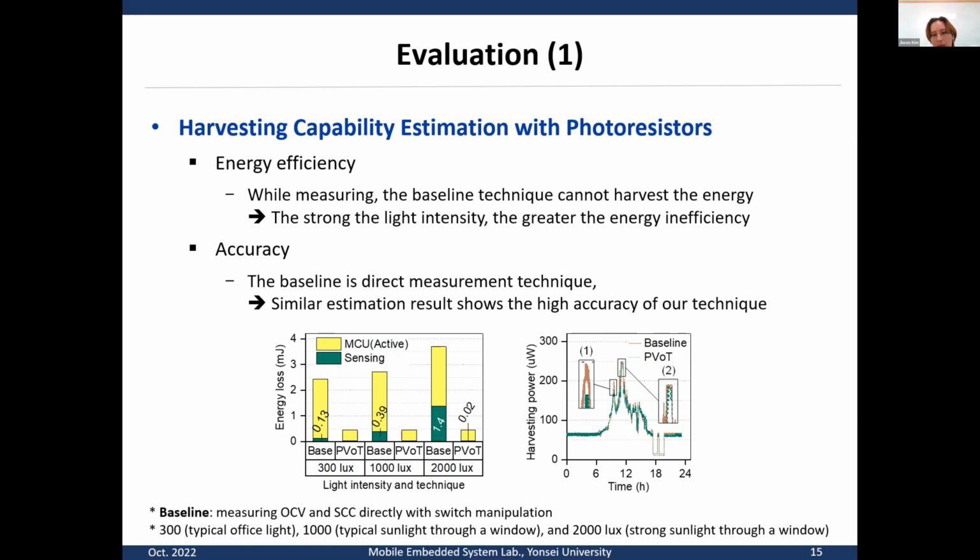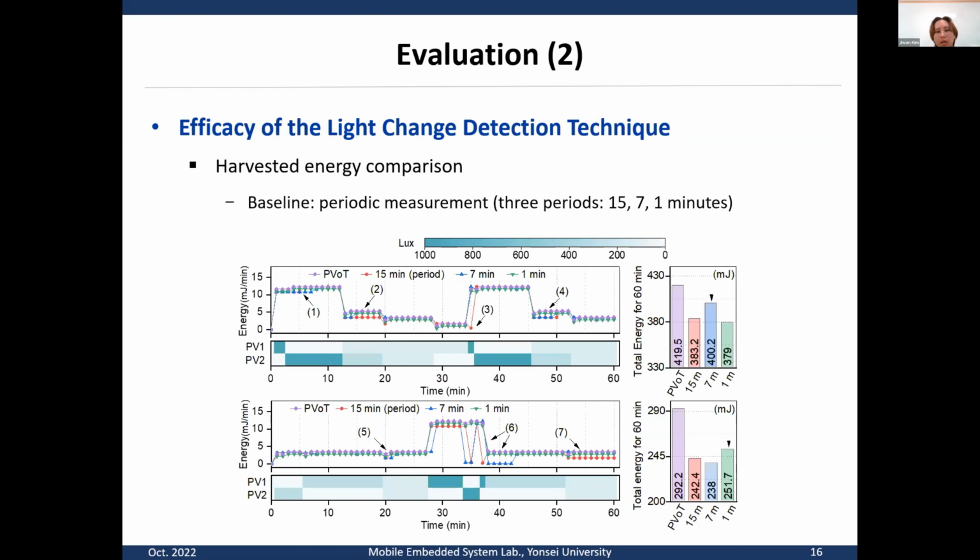The baseline technique directly measures the harvesting capabilities of the modules, so it can be considered almost ground truth. As shown in the figure, our sensing values are very close to the baseline, so this indicates our sensing values are accurate. And next, we evaluated the effect of the proposed light change detection.